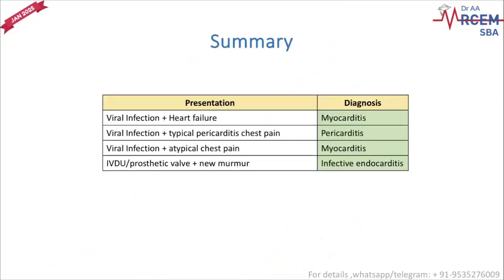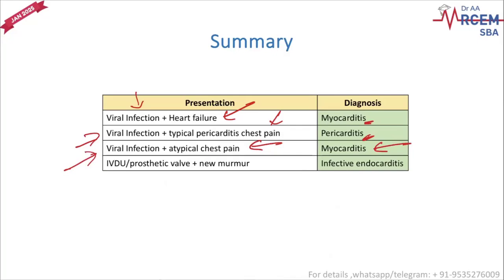To summarize what we have learned, whenever there is a predisposing viral infection and they present with heart failure, consider it as myocarditis in your exam. A viral infection and a typical pericarditis chest pain that is better on leaning forward and worse on lying backwards, consider it as pericarditis. A viral infection with an atypical chest pain, if it is present, consider it as myocarditis. What is atypical chest pain? That means which is not suggestive of pericarditis. Then you still consider it as myocarditis, not pericarditis. So to consider it as pericarditis, there should always be a typical chest pain.